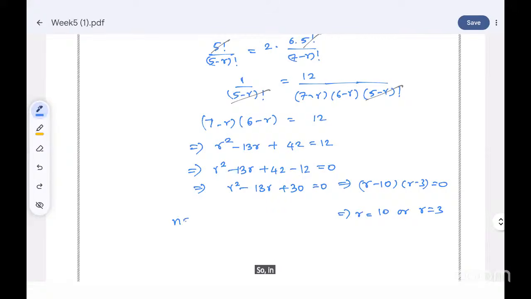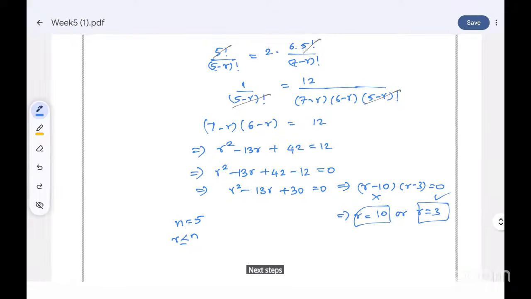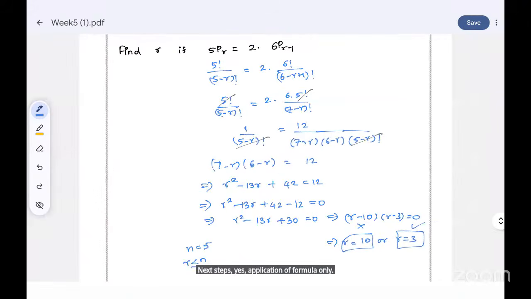In your question, n is equal to 5, right? So r should be less than or equal to n. So in this case, r equal to 10 is not possible. So this is the only correct answer. So is this clear? This is just application of formula only, nothing new. So far everything clear for everyone?